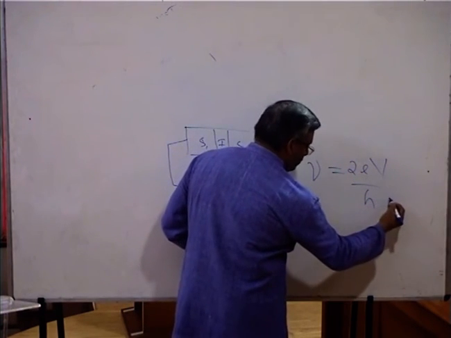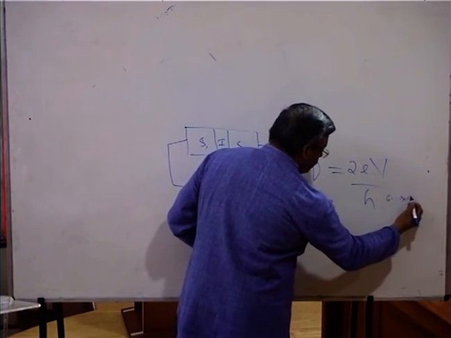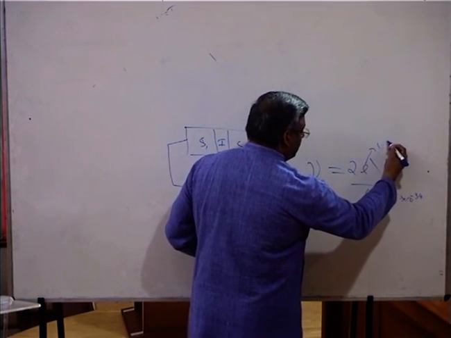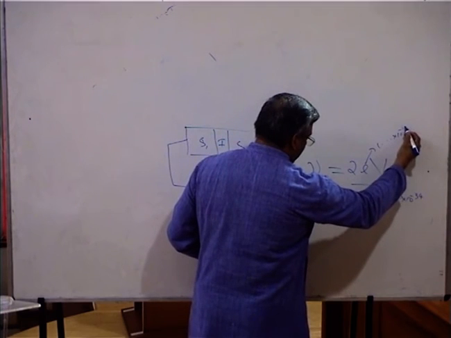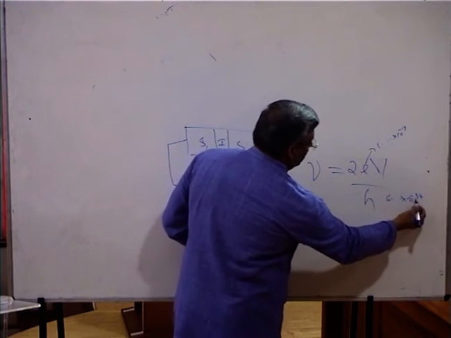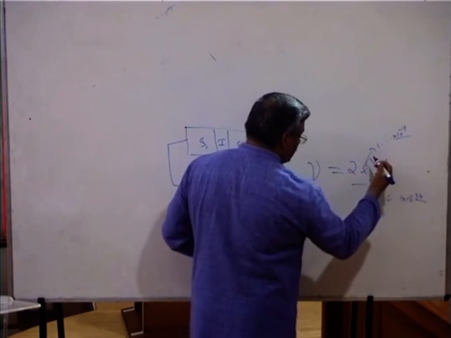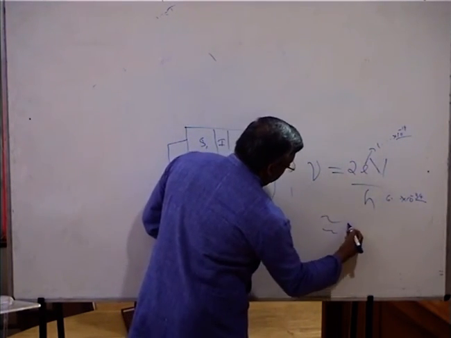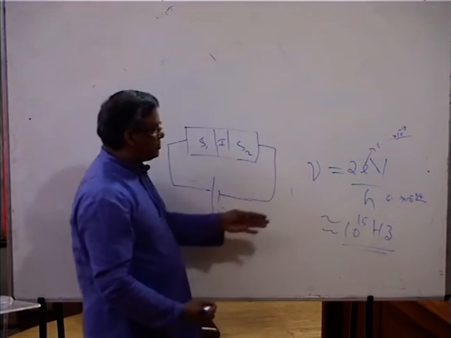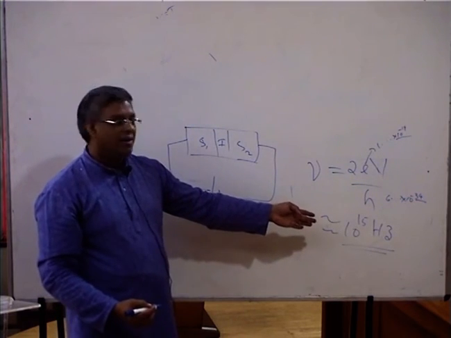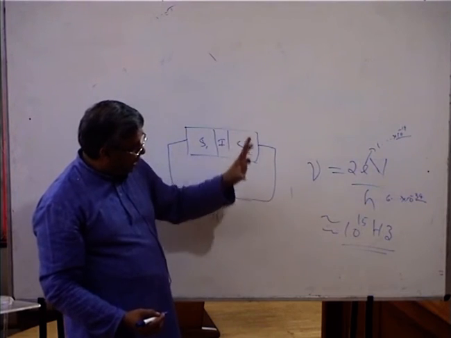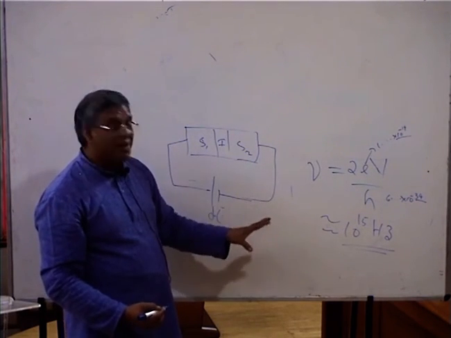h, you can imagine, has a value of 6 point something times 10 raised to minus 34, and the electronic charge is 1 point something times 10 raised to minus 19. So, depending on the voltage, it will have minus 34 in the denominator and minus 19 in the numerator. So it will be of the order 10 raised to 15 hertz. My God, this is amazing, because such a frequency is not found in any AC. So 10 raised to 15 hertz is a million gigahertz.